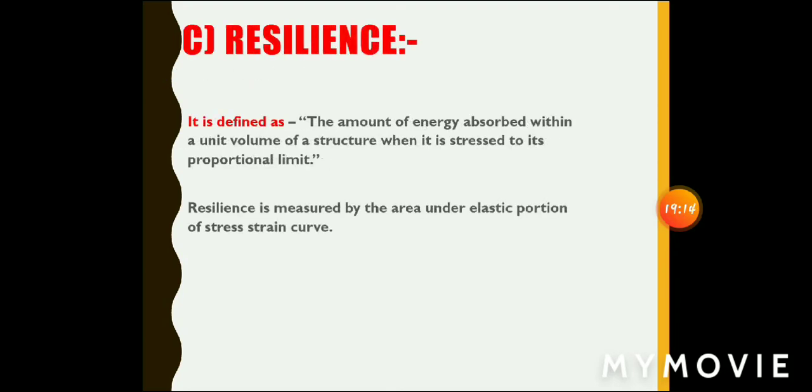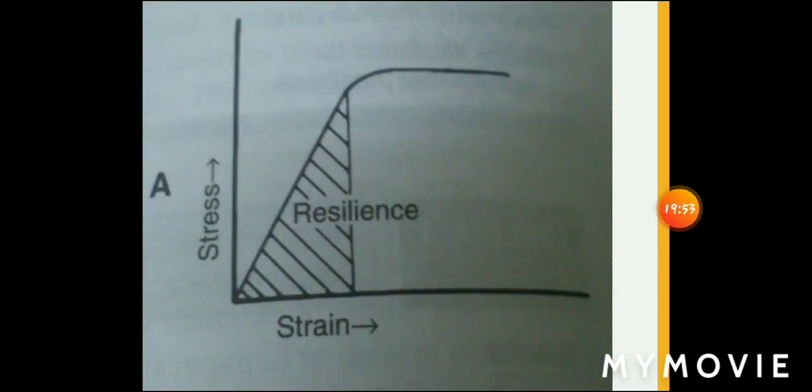Now coming to resilience, this is already dealt with in the graph. The area under the proportional limit is called resiliency, but you can't just say it is the area under, no. So that is why you give it a definition. It is the amount of energy that is absorbed within a unit volume of the structure when it is stressed to its proportional limit. Toughness goes the same way. Toughness is also the amount of energy that is absorbed. Resiliency is the energy absorbed within the proportional limit, and toughness is within the ultimate fracture point. Okay, resiliency is measured by the area under the elastic portion of the stress strain graph. So here it is. Now you will have a complete picture of it, right?